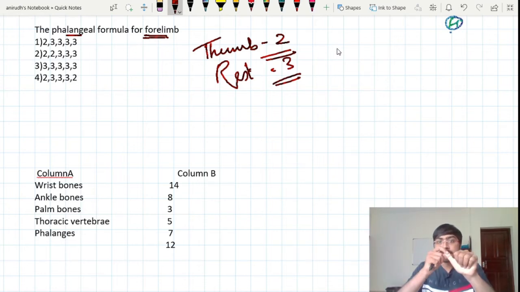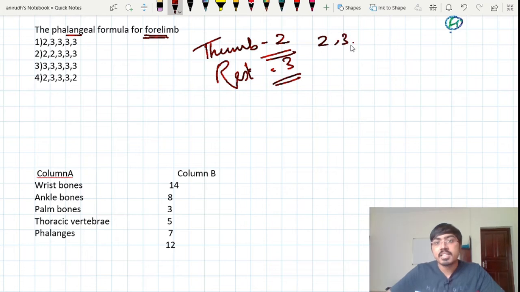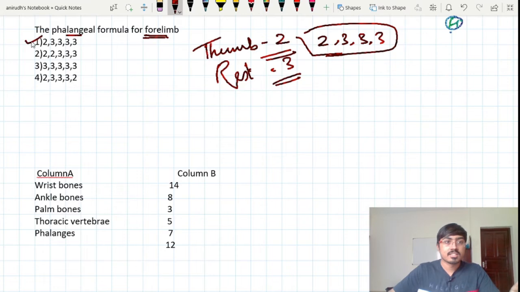Okay, so you have a thumb. Thumb is the first finger. 1 and 2 phalanges. 1, 2, 3. 1, 2, 3. 1, 2, 3. So this is 2, 3, 3, 3. In the thumb it is 2. Rest everywhere it is 3. So answer is option number 1.